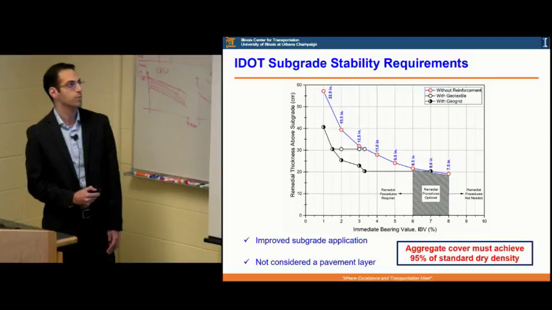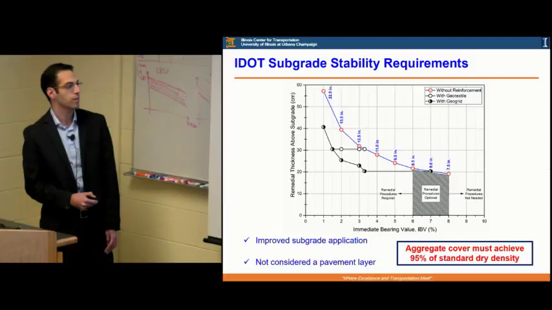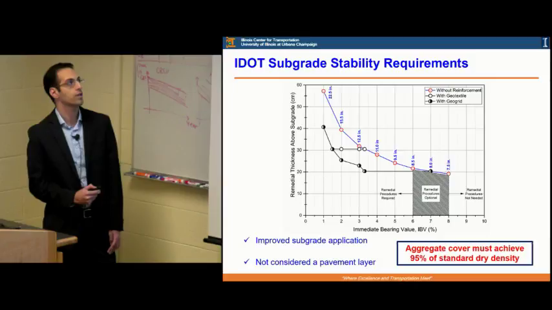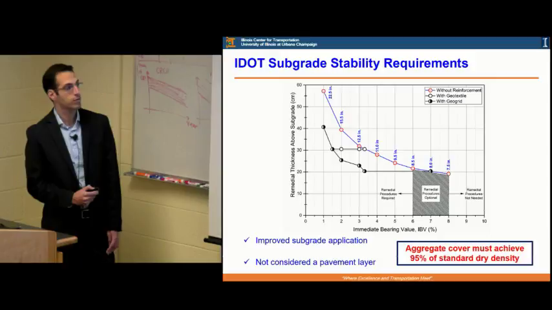So for example, if we have a very weak soft soil with a CBR of 1, there's a requirement of around 23 inches of aggregate thickness to be put on top of the subgrade in order to construct pavement on top of that. If we have a CBR of 3, for example, then around 12 inches will be sufficient.